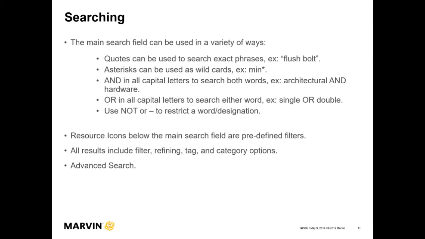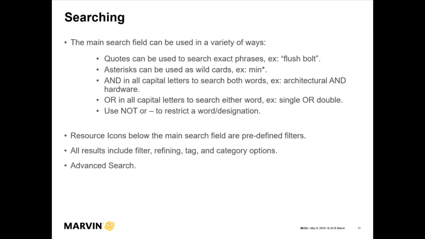The first example here is using quotes. If you use quotes around your words, for example, "flush bolt," it will only look for things that say flush bolt. It won't bring up everything that just says the word flush, because then you're going to start talking about door sills and you're going to get too many options. So if we can narrow it down, we're going to use some of these qualifiers.